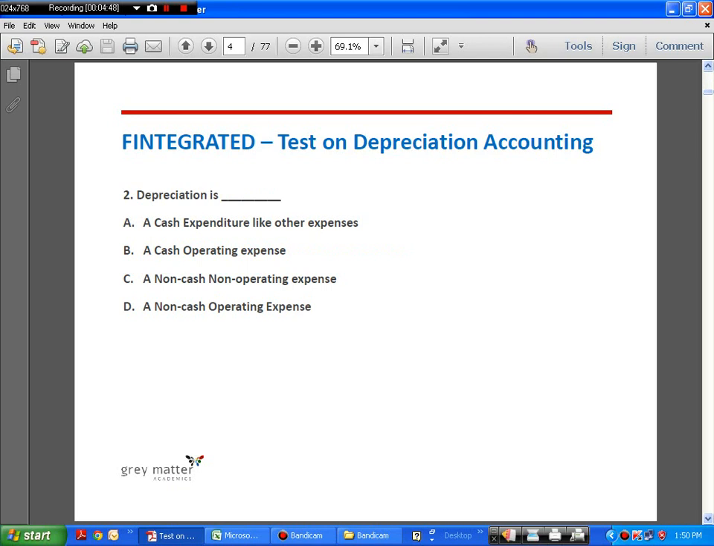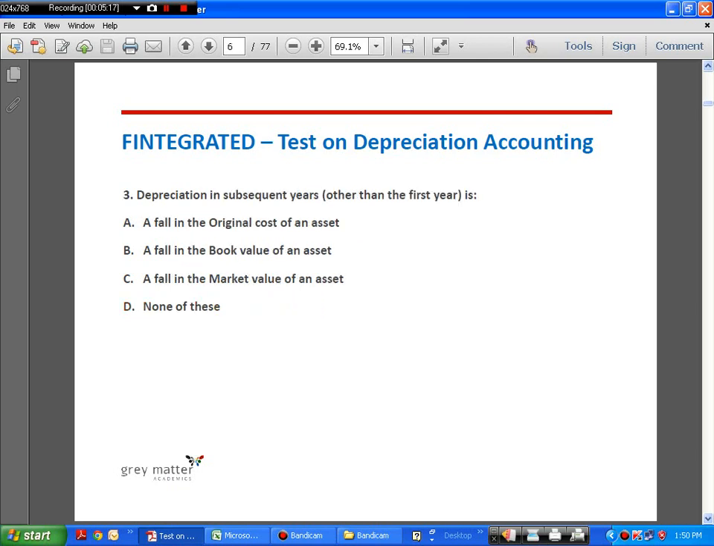Next, depreciation is a cash expenditure like other expenses, a cash operating expense, a non-cash non-operating expense, a non-cash operating expense. It is a non-cash operating expense. It is non-cash because there is no cash outflow when we depreciate an asset, and it is definitely related to the operating activities of the business, and so it is a non-cash operating expense.